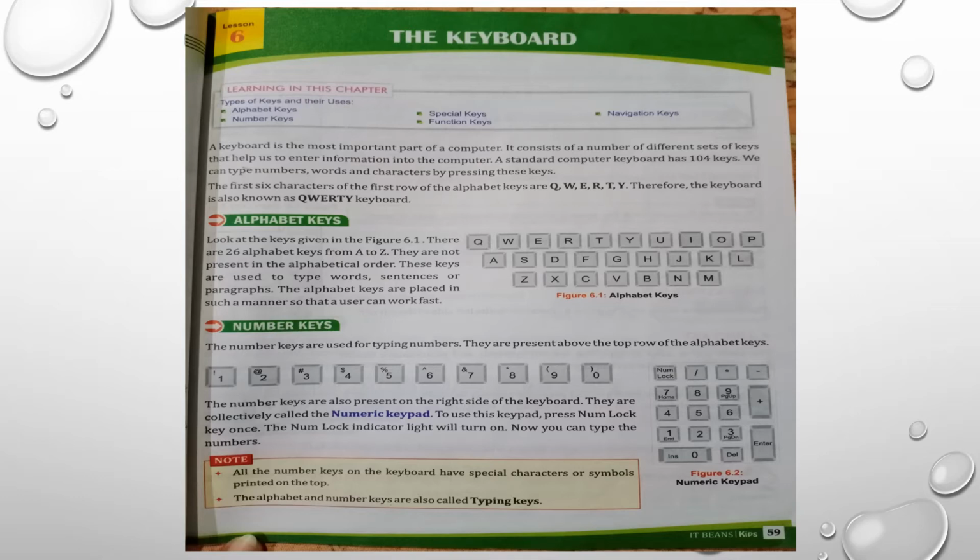Now next is number keys. The number keys are used for typing numbers. They are present above the top row of the alphabet keys. The number keys are also present on the right side of the keyboard. They are collectively called the numeric keypad. To use this keypad, press the numlock key once. The numlock indicator light will turn on. Now you can type the numbers.